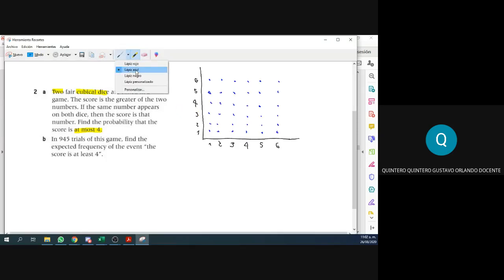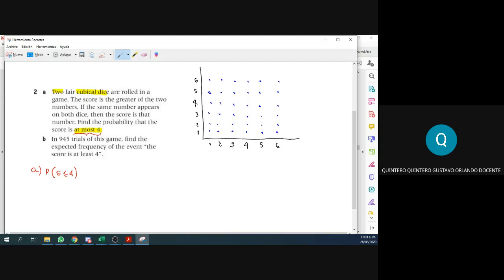All right, let's try to answer our question like this. Let's go with question A. We are finding the probability that the score, I'm going to write it as S, is lower or equal than 4. Look, at most means it cannot be bigger than 4. So like this, I am using proper notation.